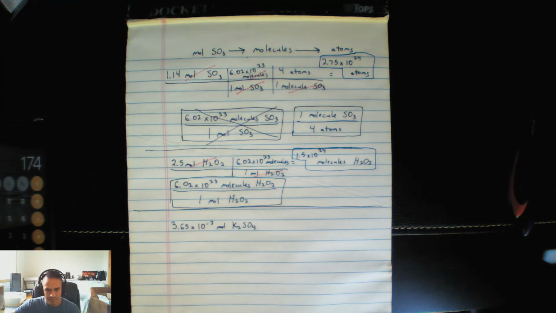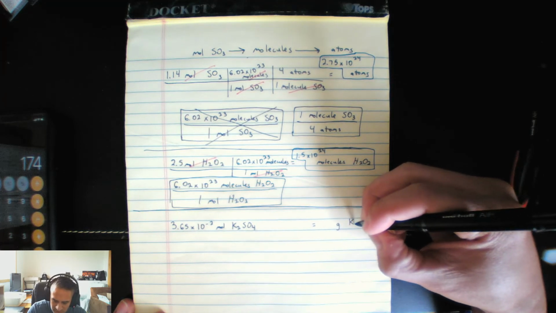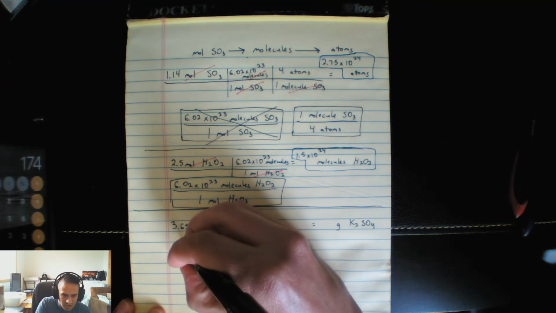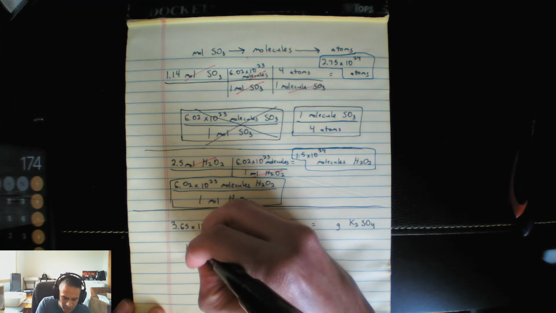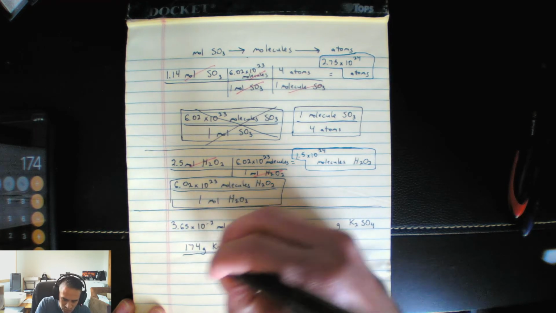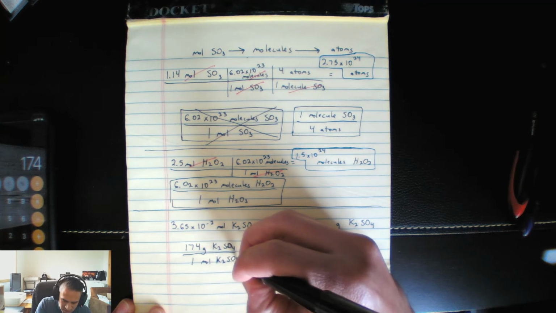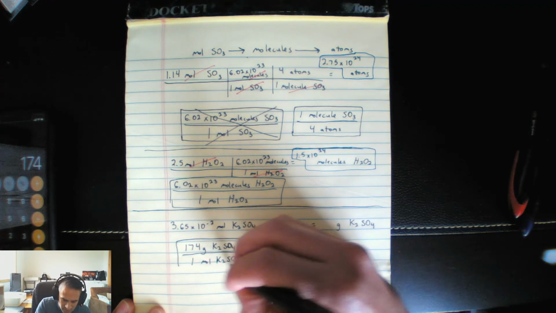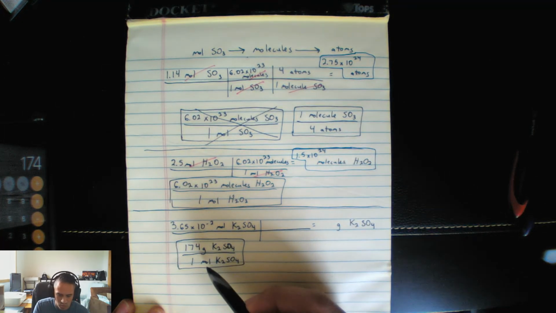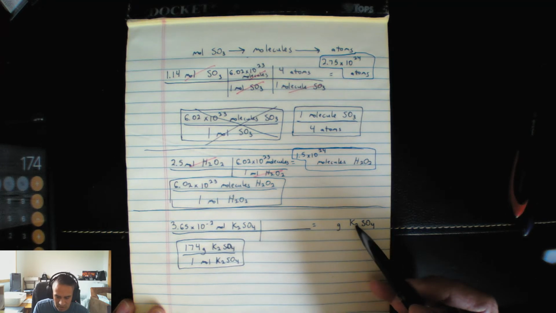All right? And we are going to convert this into grams of K2SO4. And we know that 174 grams of K2SO4 is equal to 1 mole of K2SO4. That's the molar mass. We just calculated that. Right? Now this conversion factor that we have here can go from moles to grams. We're starting in moles, we're going to grams.